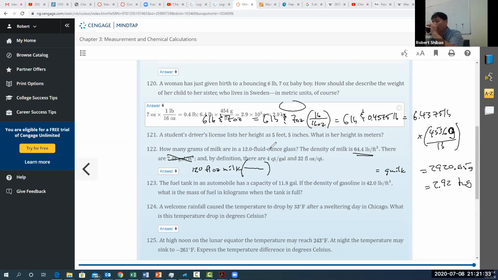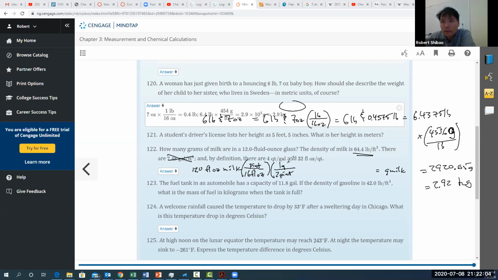Yeah, 16. Good. So we know that there are exactly 16 fluid ounces of anything in a pint. Do you know how many pints are in a quart? 4 pints in a quart or 2 pints? It's actually 2 pints. There are 2 pints in a quart.